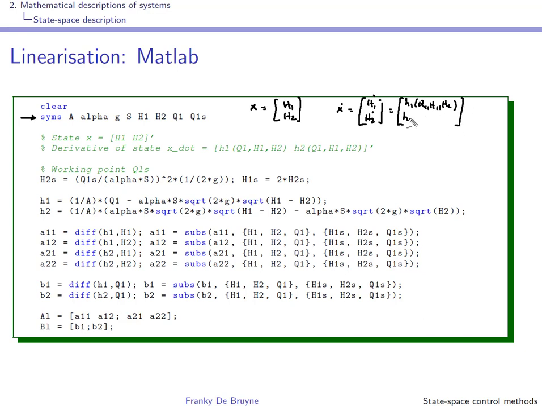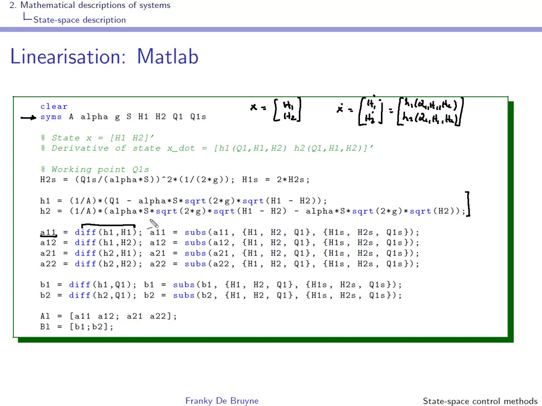And H2, Q1, H1, H2. So these expressions of H1 and H2 are given in the slides, and here they are. In order to linearize the system, for instance A11, you have to take this one over here and take the partial derivative with respect to H1, right? This is what is done over here.